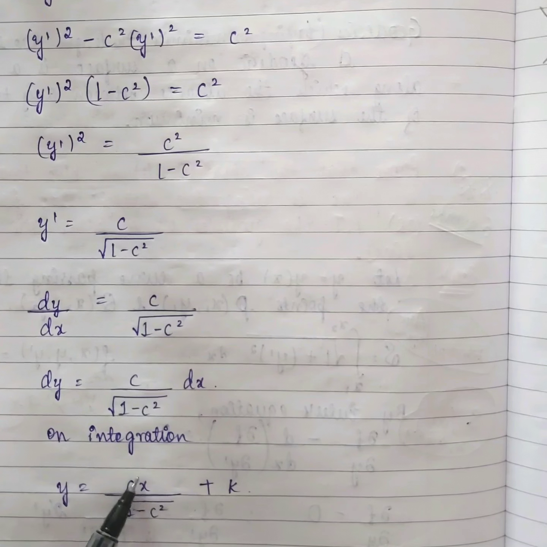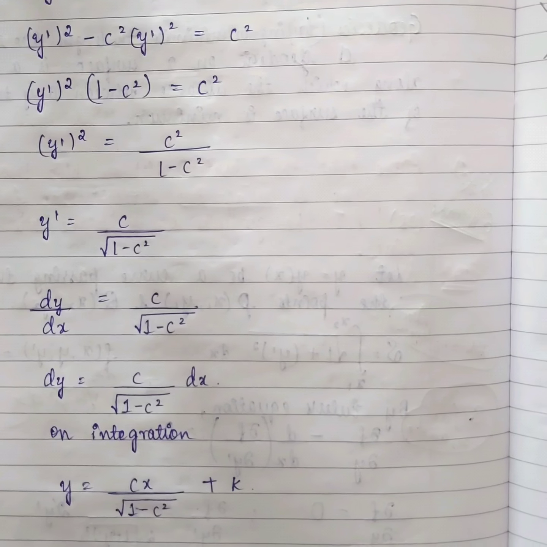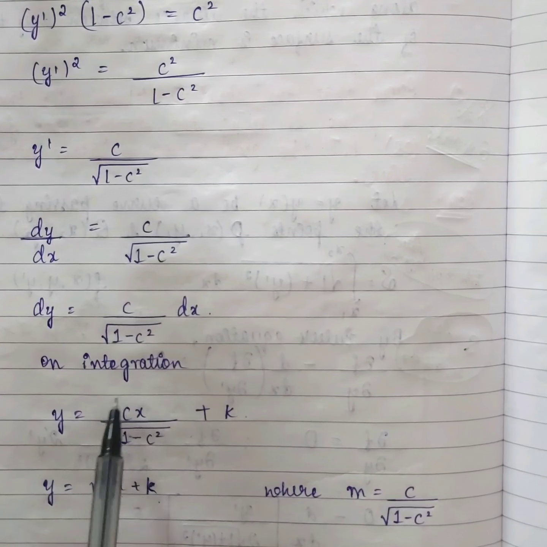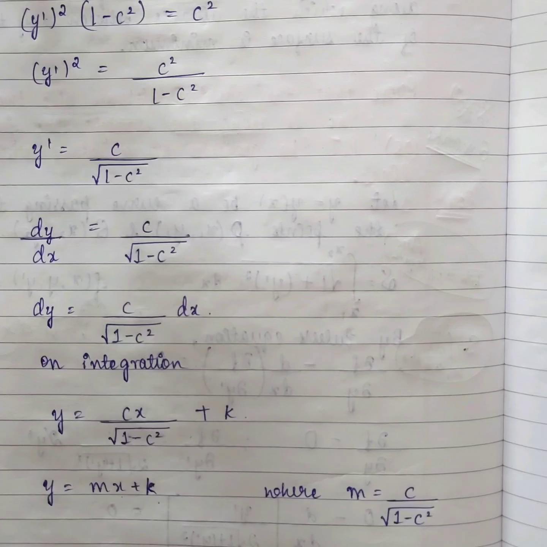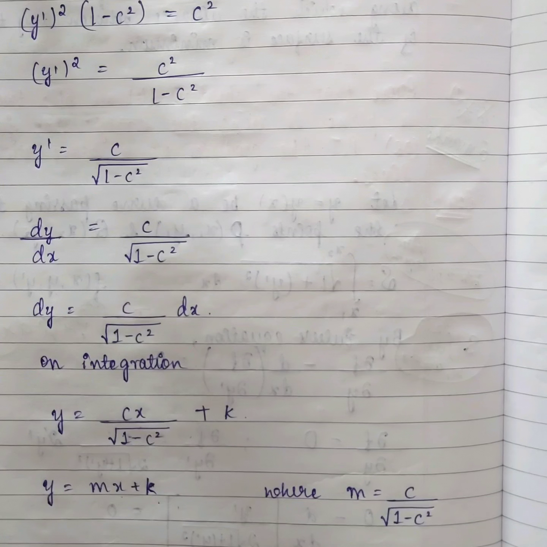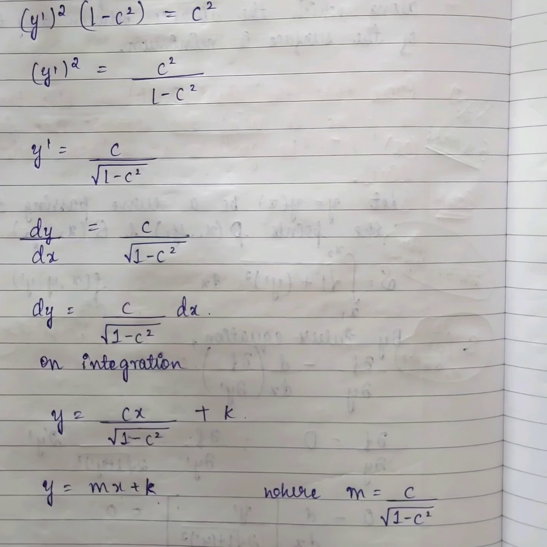What is this actually? If you see, c by root of 1 minus c square, I can name it as some m. Then if I write like this, y is equal to mx plus k, where m is nothing but this value. What is this format? This is nothing but a straight line. So hence we proved that if there is an extremum, then y is of this format. So definitely it is nothing but a straight line. That is, the shortest distance between 2 points in a plane is along the straight line joining them. Or I can say geodesics on a plane are straight lines. This is a very, very, very important problem. Practice this. Thank you.